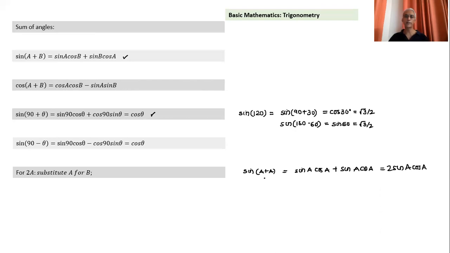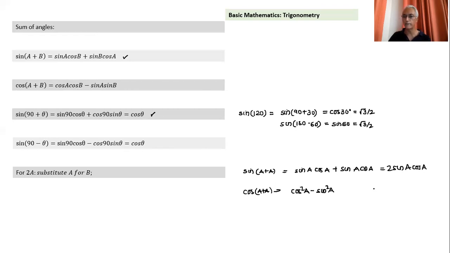That is the formula for sine 2a. Similarly, we can get it for cos 2a also. For cos(a plus a) also, cos 2a will be equal to what? Again, wherever b is there, we substitute a. It becomes cos square a minus sine square a.